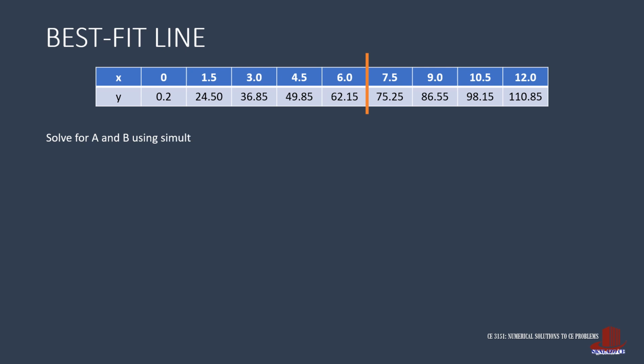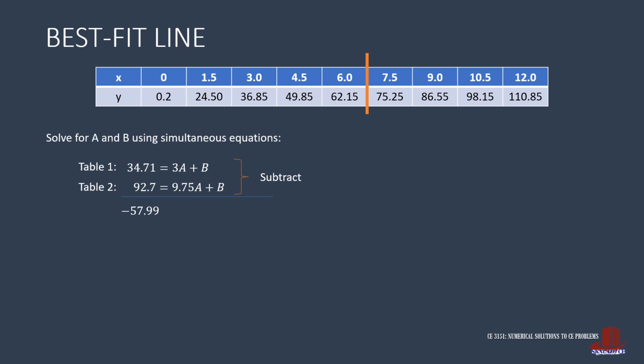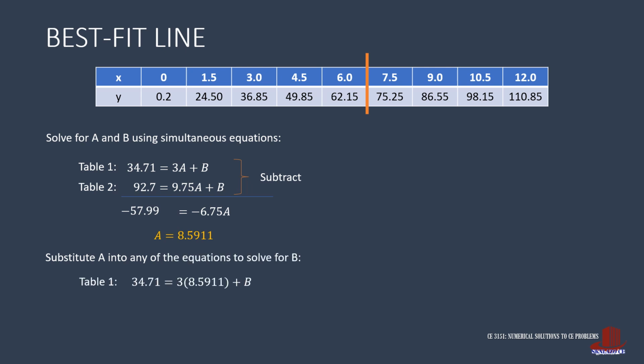The following functions are then solved simultaneously in order to have the values for the variables a and b. Manually, subtract them to have negative 57.99 as equal to negative 6.75a. So a is then solved as 8.5911. This value is then placed into any of the functions to look for b. If we use the function from table 1, we get 34.71 as equal to thrice of 8.5911 plus b, where b is solved as 8.9367. Have these values placed into the linear format to have the function of the best fit line as y as equal to 8.5911x plus 8.9367.